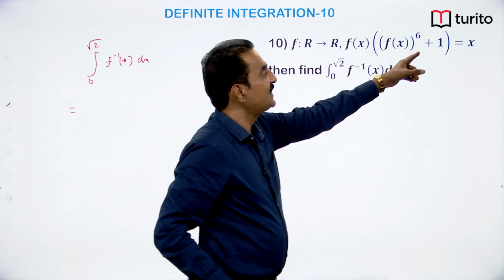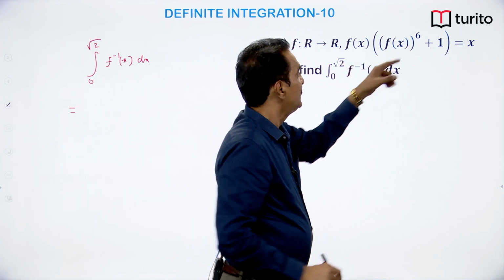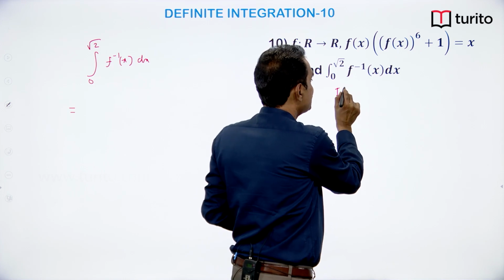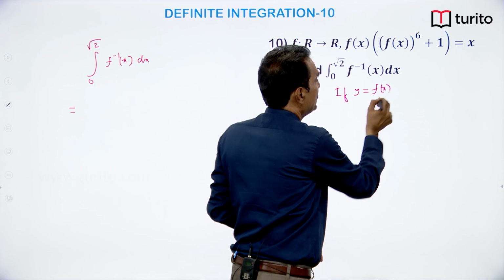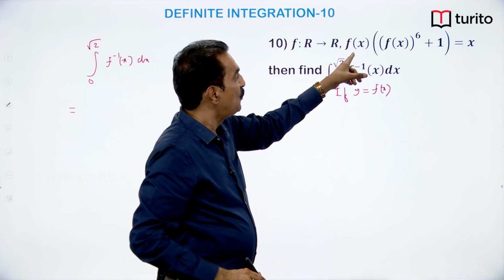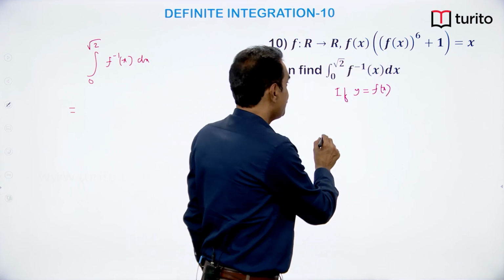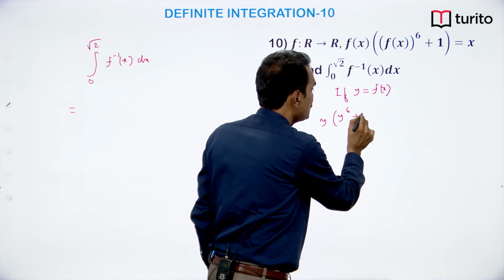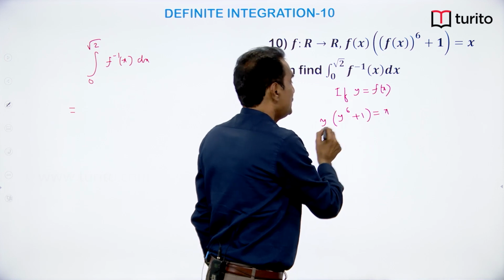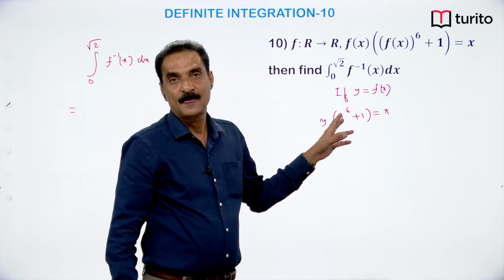This is the functional relation between x and y. If y is equal to f of x, what is the given function? y into y power 6 plus 1 is equal to x. This is the functional relation.